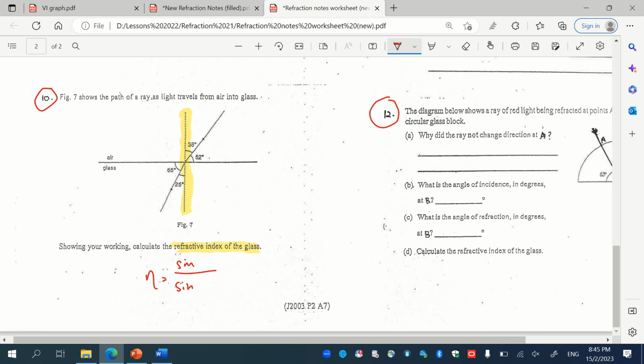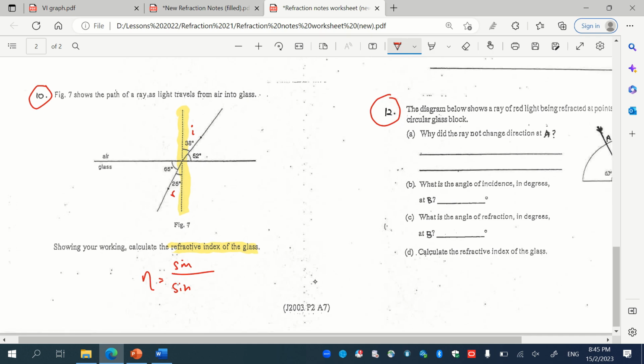But identify your I and R first. So the incident ray is here. Between the incident ray and normal line, this is my angle I. Between the refracted ray and normal line, this is my angle R. So who is the bigger angle? 38. So it's sine 38.